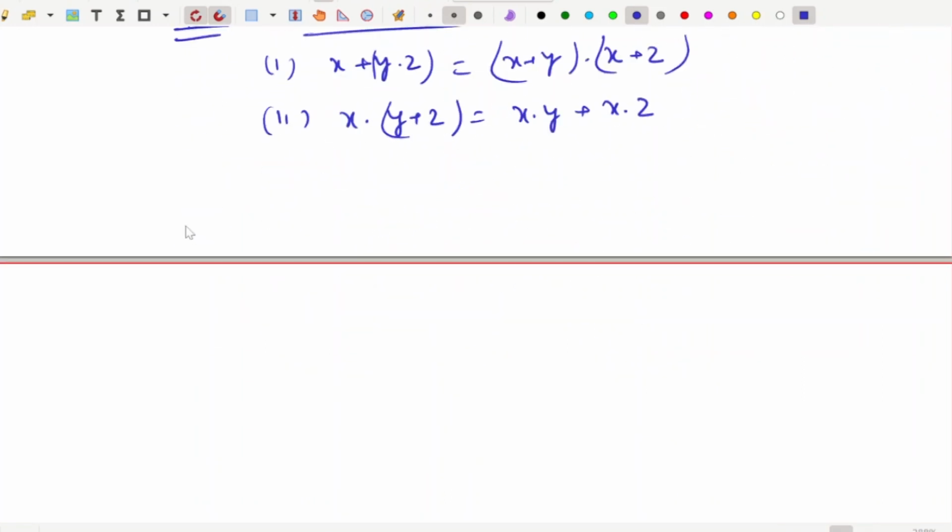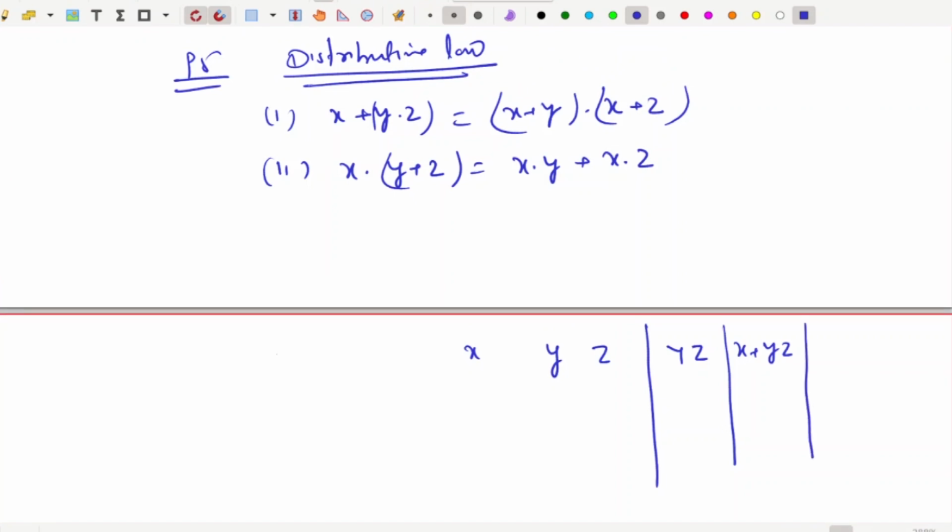Simply for the truth table, we have x, y and z. What will be the value of yz, and then what will be the value of x plus y dot z, and then we also find x plus y, we will find x plus z, and then we will find the value of x plus y dot x plus z.